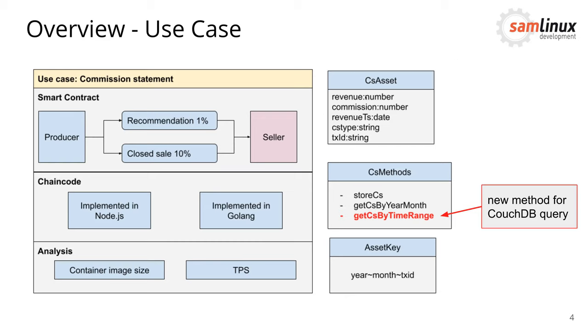And here we have an asset. This is our asset configuration. We store the revenue, the commission, and the date of this revenue. Today we would like to introduce a new method, get commission statement by time range. With this method, we use two parameters, the starting date and the end date, and we want to see how many transactions, how many assets we have in this time range. That's the implementation for today's session.